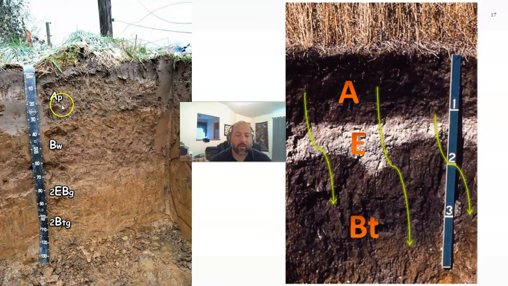We've got our lowercase letters, which are specific designations or specific characteristics about that master horizon. If we have a number before the master horizon, that means there's more than one parent material. And then if we had a number after the lowercase letter, then there's subdivisions within the horizon.